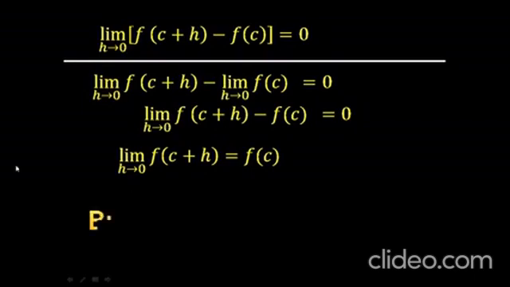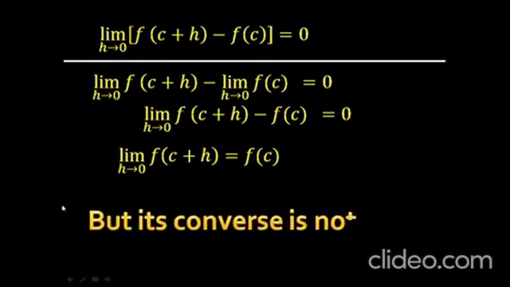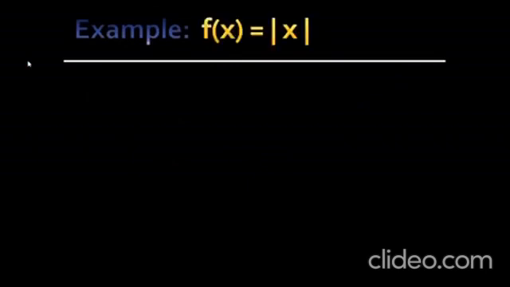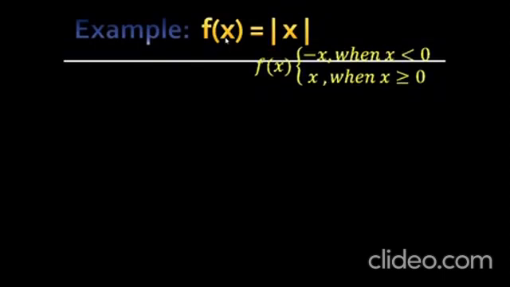Now, its converse is not true. It means if the function is continuous, it may or may not be a differentiable function. By this example we can easily understand. Look at this example: f(x) is equal to the mod of x. The modulus of x, you know its value, is either minus x or x.